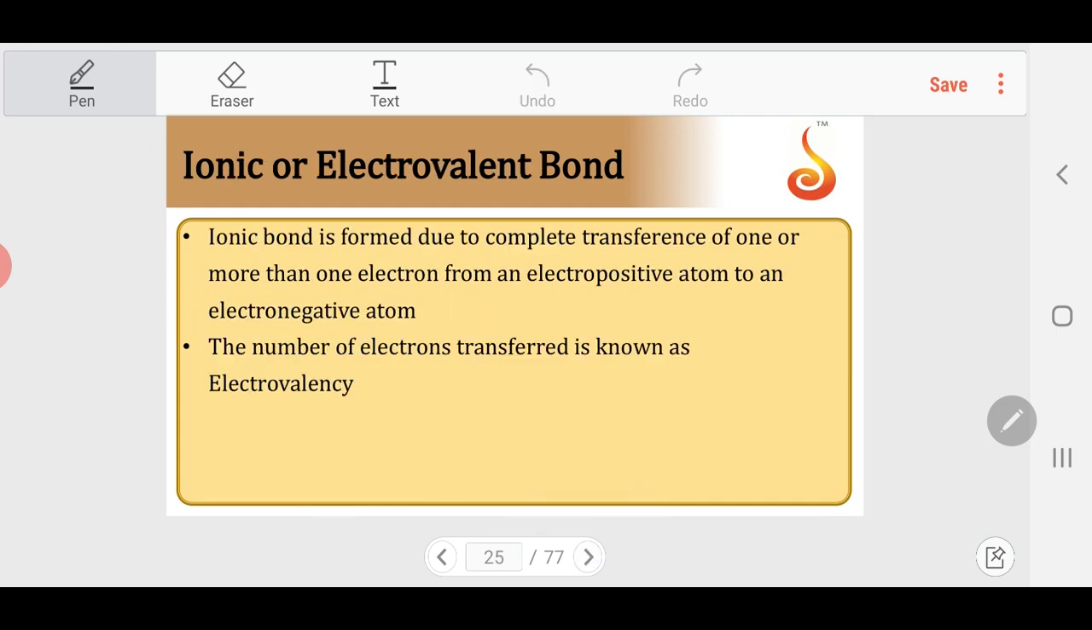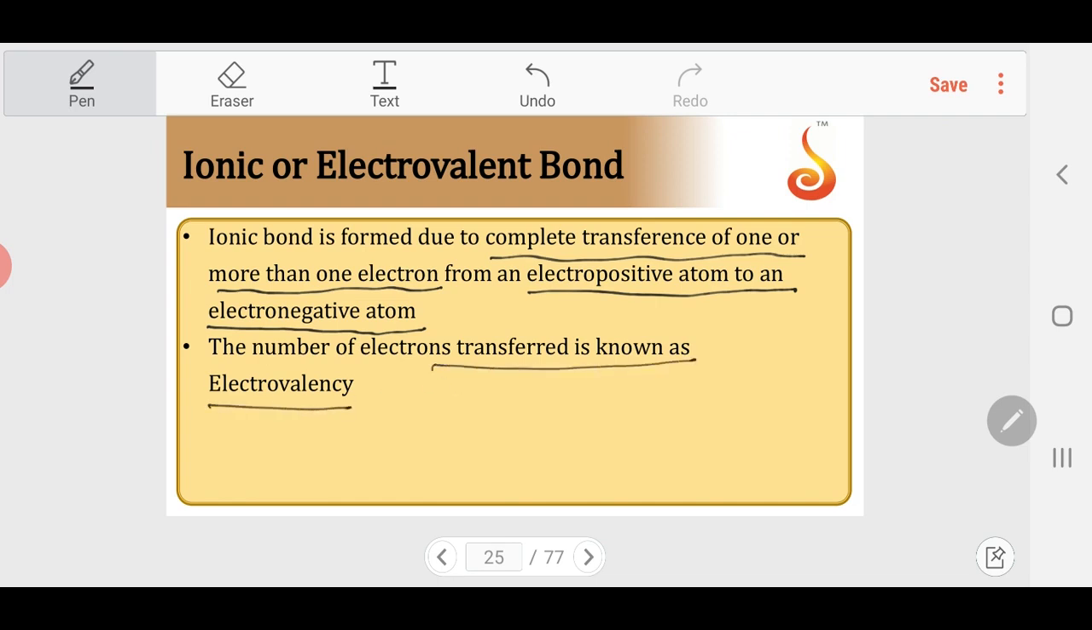Ionic or electrovalent bond. An ionic bond is formed due to the complete transfer of one or more than one electron from an electropositive atom to an electronegative atom. The number of electrons transferred is known as electrovalency. So an ionic bond is due to the complete transference of one electron or more than one electron always from an electropositive atom to an electronegative atom.